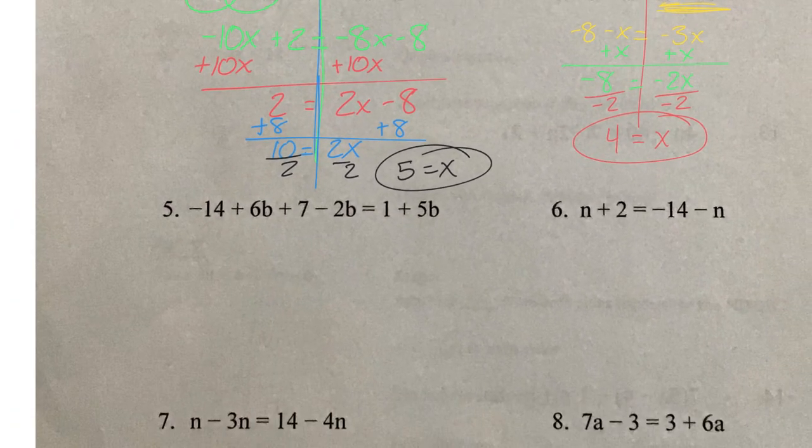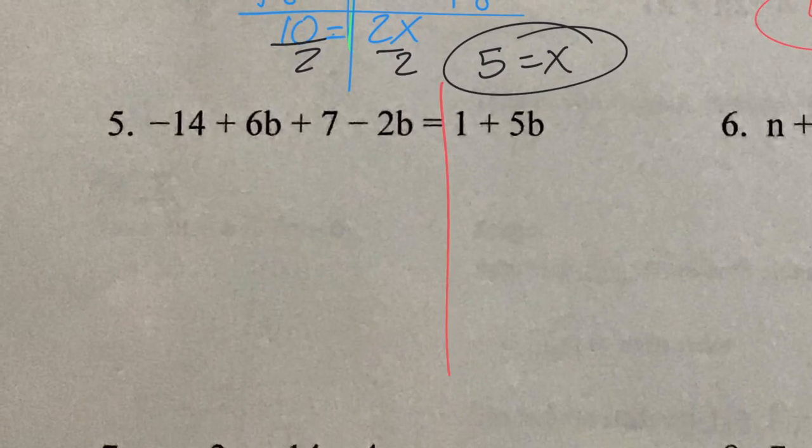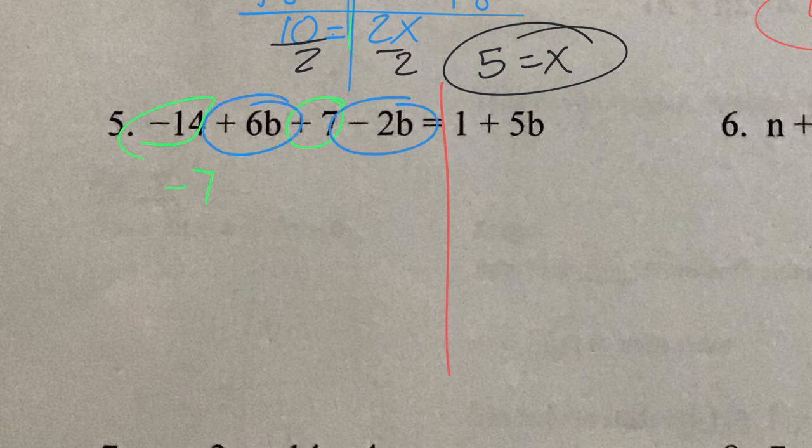All right, let's look at 5 because this is a long one. Lots going on. All right, let's combine what's alike. Okay, I see a negative 14 on this side and a positive 7. So negative 14 plus 7 would be a negative 7. Different signs, subtract, keep the sign of the bigger number. I have 6b minus 2b's, different signs, subtract. It's going to stay a positive 4b.